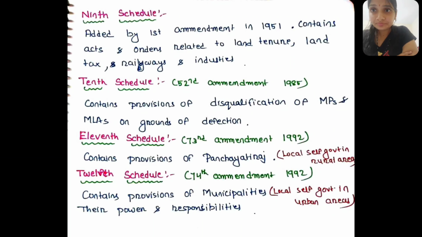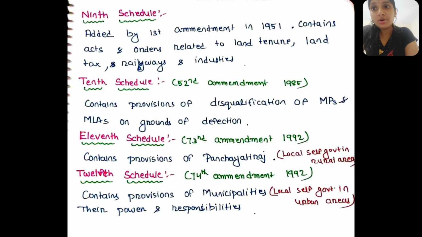Then comes the 11th schedule. The 11th schedule was added in the 73rd Amendment in 1992, and it contains the provisions of the Panchayati Raj. What is the Panchayati Raj? It is the local self-government in the rural areas. And the provision of Panchayati Raj is there in the 11th schedule, which was added in the 73rd Amendment in 1992.